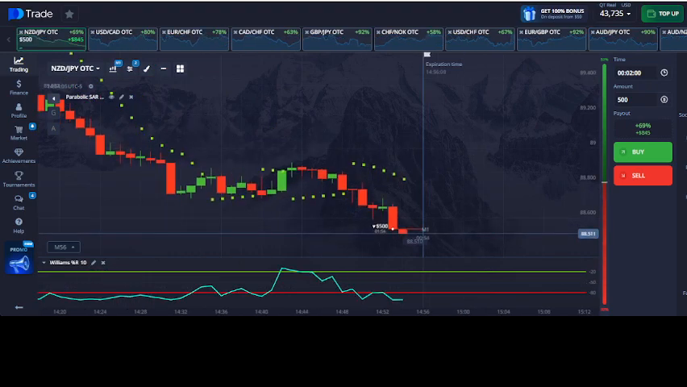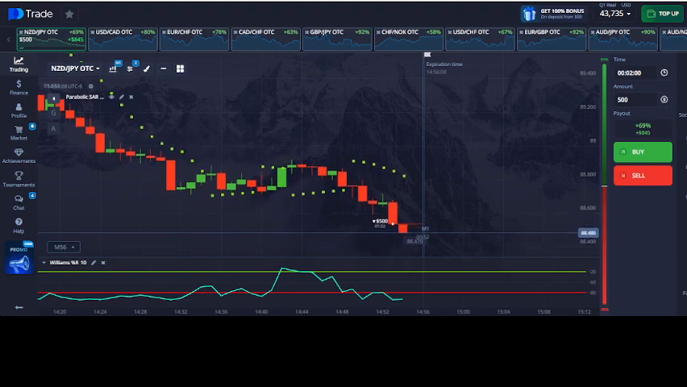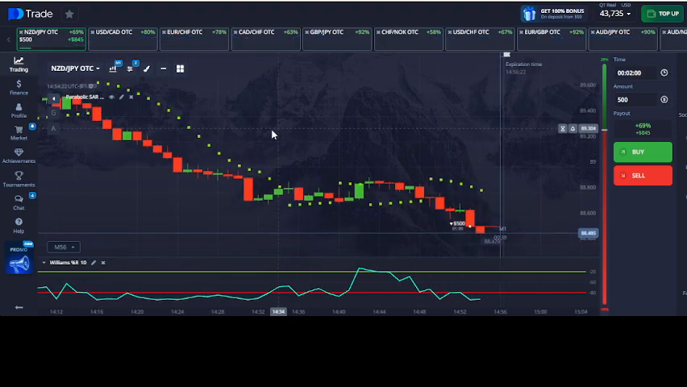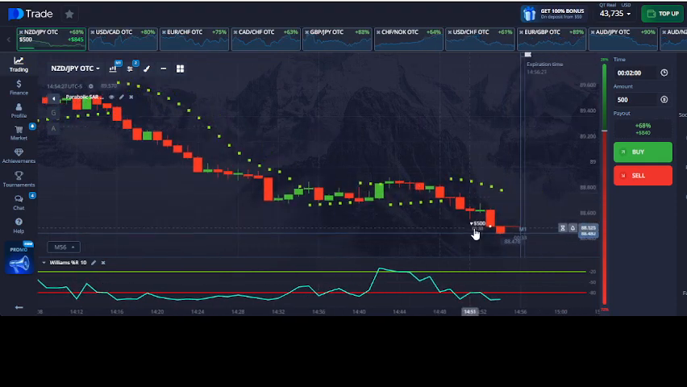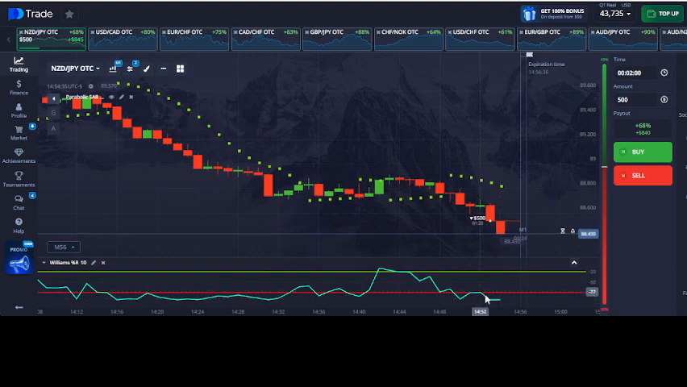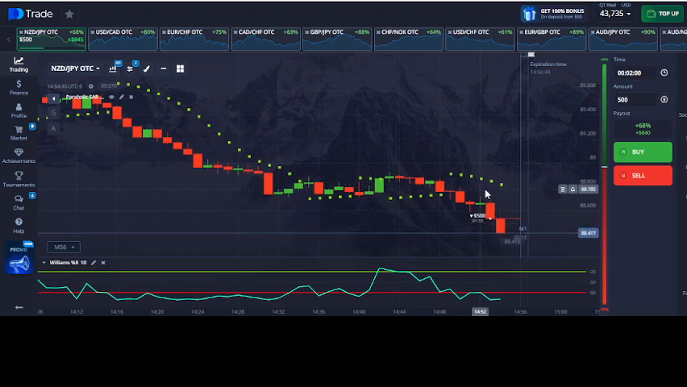Okay, so I'm on the New Zealand dollar Japanese yen currency pair, and I just took a sell trade. And now the reason why I took the sell trade here is because, first of all, if you see here, there's been a bearish trend in the price from top left to bottom right here. Secondly, the Williams percent R line has crossed below the 80 line, the red 80 line here, in a downward direction. And thirdly, the parabolic SAR dots have begun to print above the candles here.